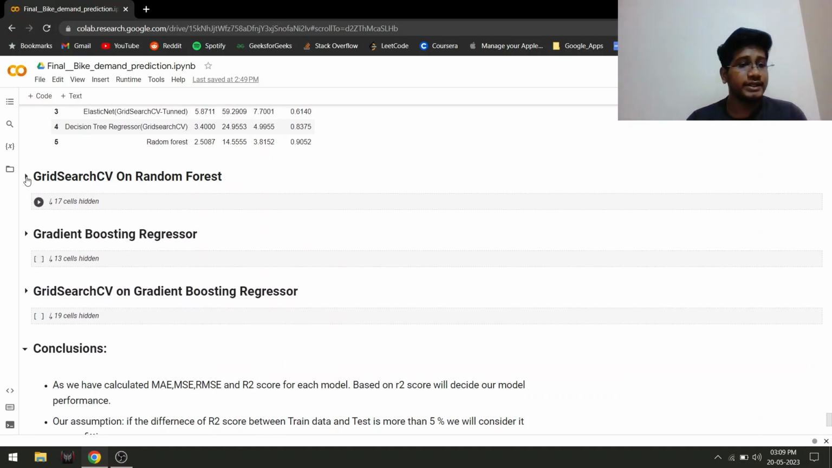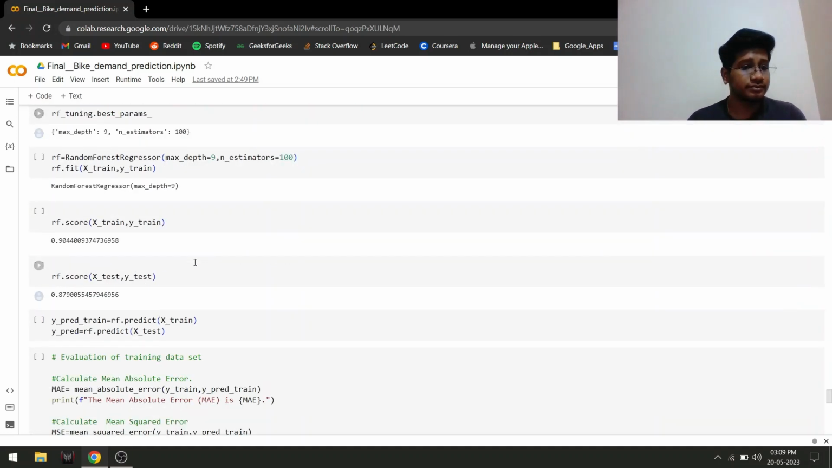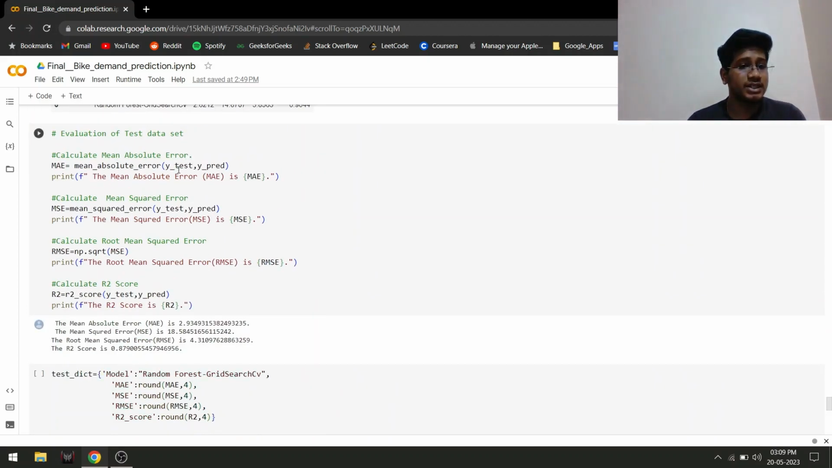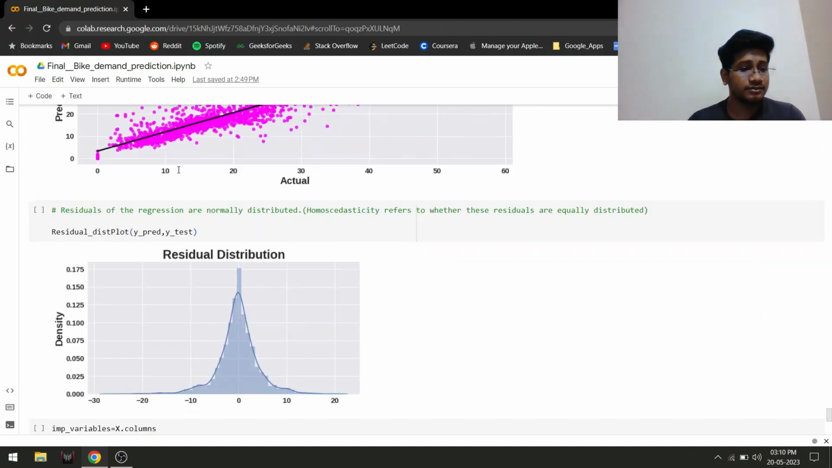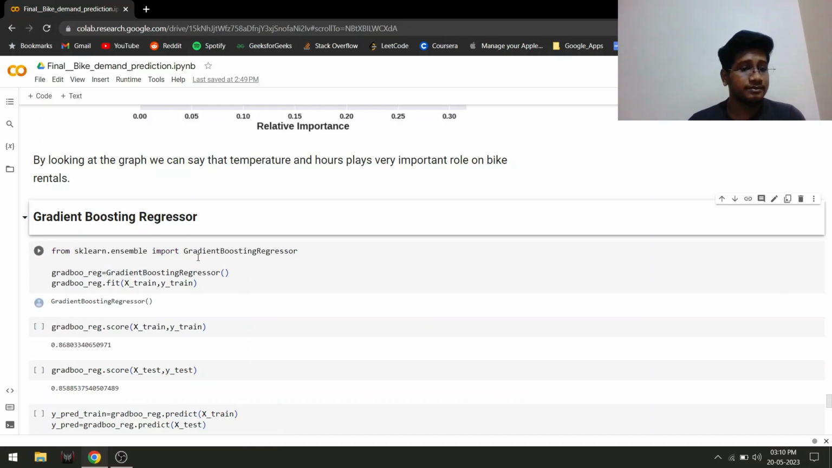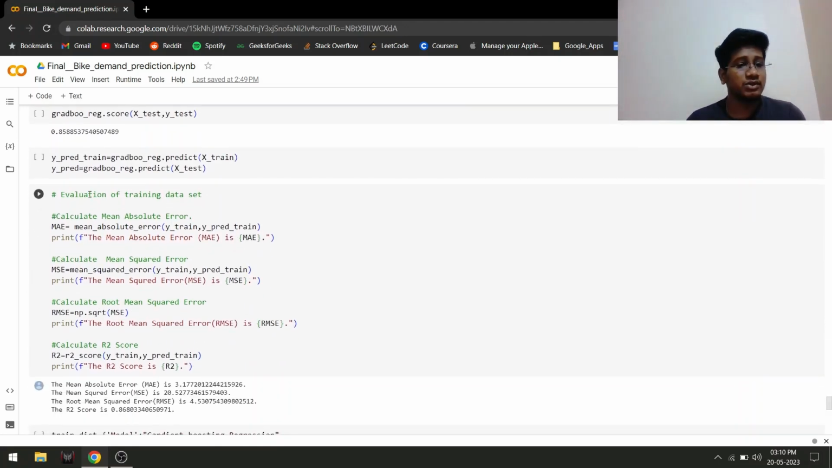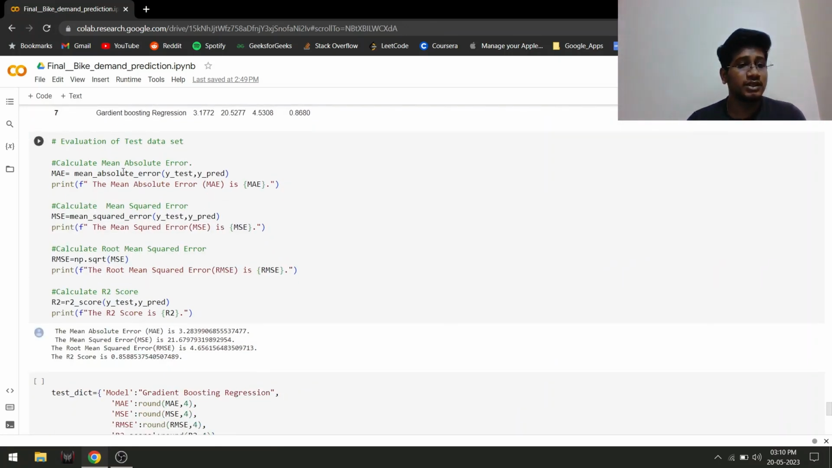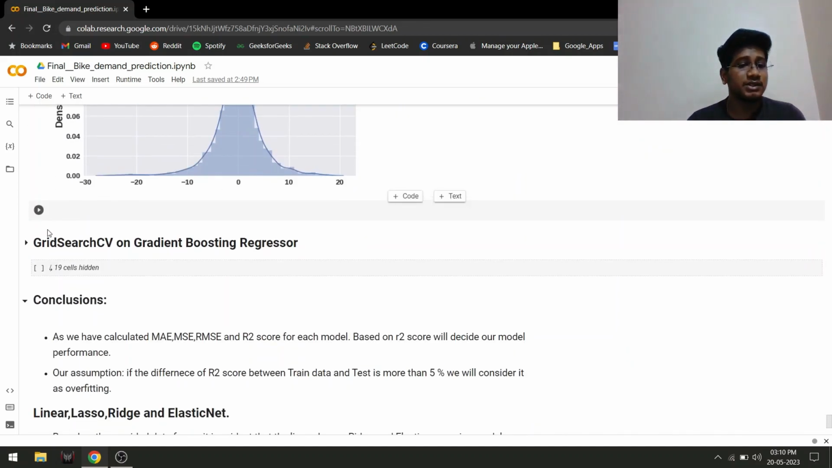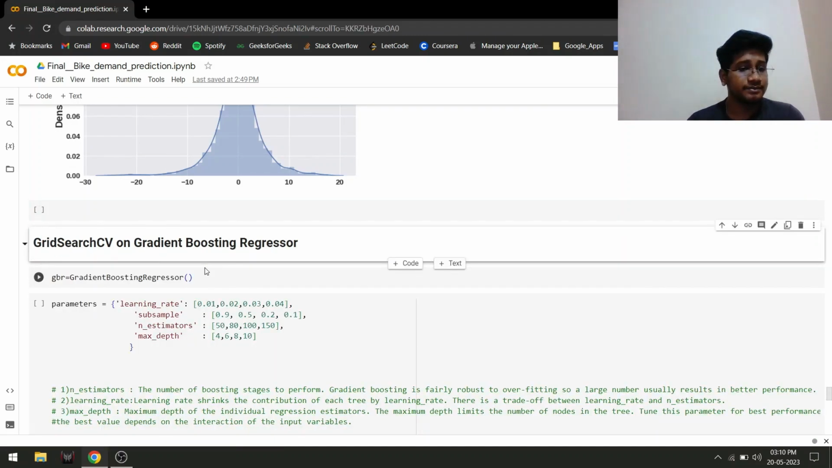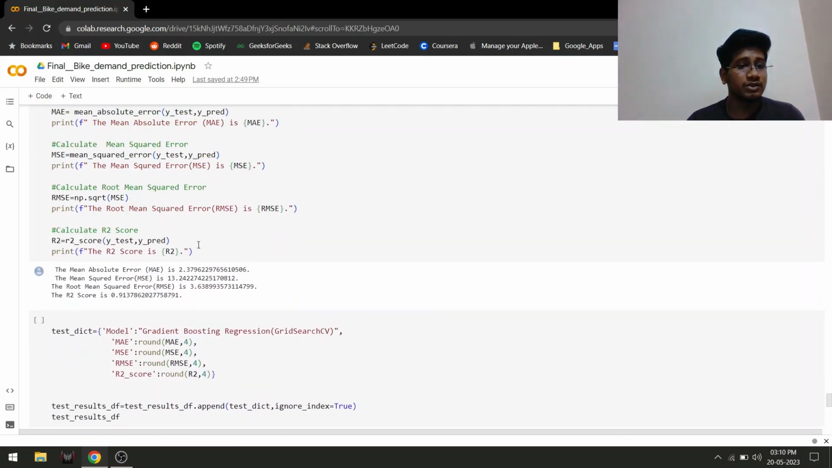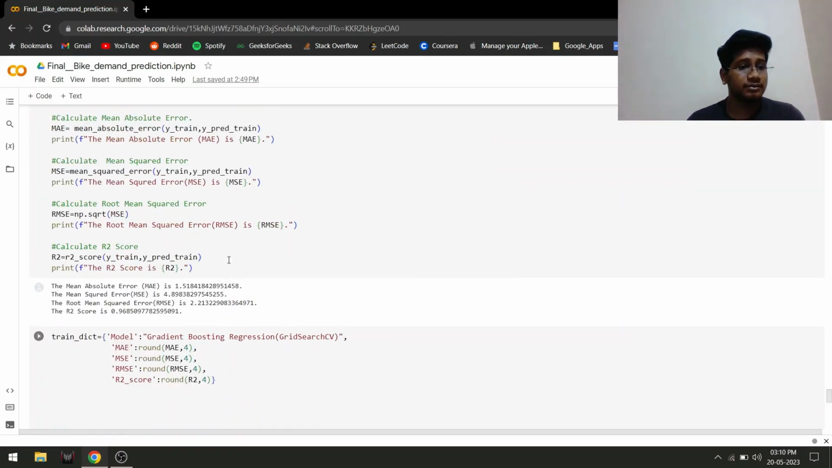Grid search CV on random forest, same training data set, then test data set. Then gradient boosting regressor, evaluation on training data set, and then evaluation of test data set. We will then perform grid search CV on gradient boosting regression. Evaluation on test data set and evaluation on training data set.